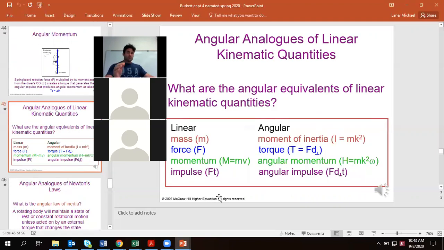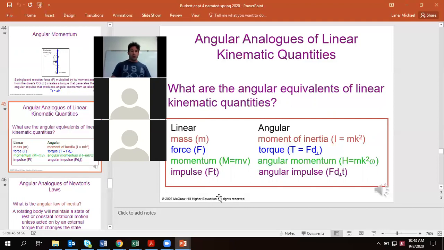So when we're thinking about the difference between linear physics and rotational physics, here's your basic breakdown. Instead of having mass, now we have moment of inertia. So it's not just mass, but we multiply that by our radius squared. Instead of force, we have torque. And all we're going to do is take force multiplied by the distance from the axis to find that perpendicular force production. Okay? We then have momentum, which equals mass times velocity. Angular momentum is mass times radius squared times rotational velocity.